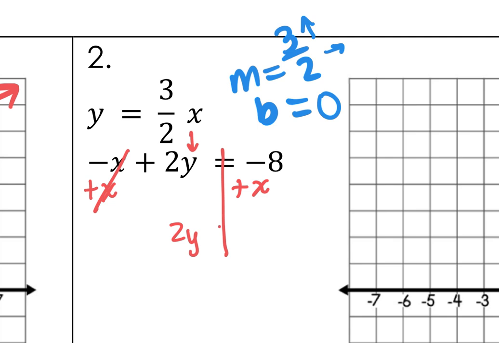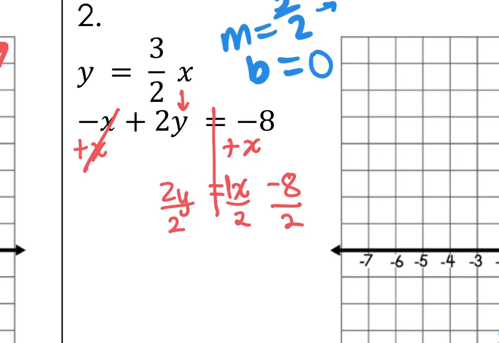So I have 2y equals, these are not like terms, I do not combine them. So 2y equals x minus 8. And I can even put a 1 in front of this if I want. So 1x minus 8. Now, the only thing I need to do to get y by itself is undo this coefficient. 2 and y are being multiplied, so I need to divide.